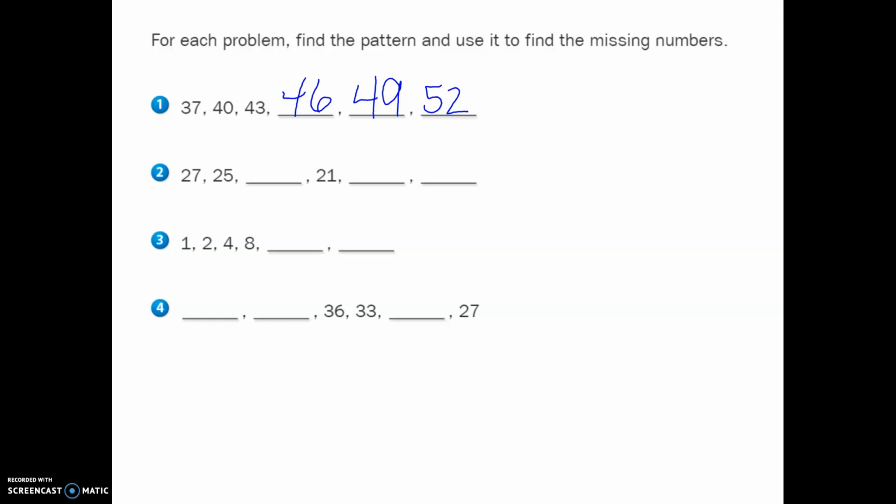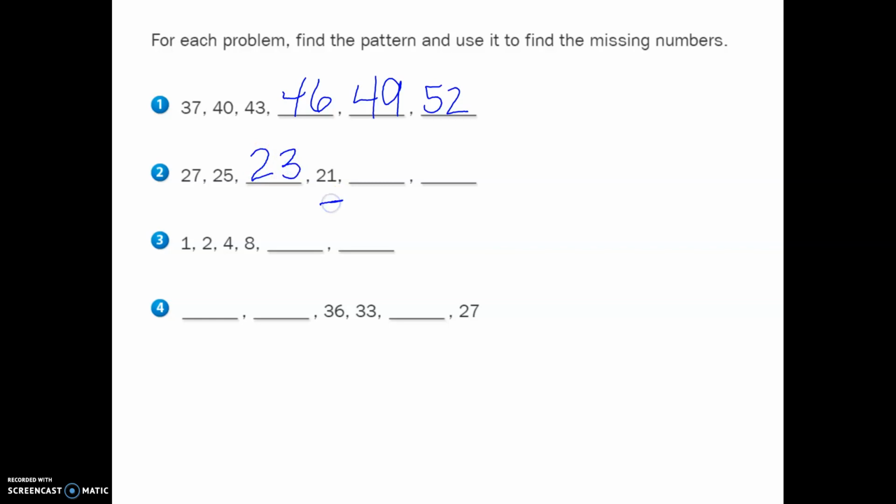So again, I have to ask myself, what am I doing to 27 to get to 25? Well, 27 plus 2 is, not plus, Mrs. Fleury. I'm going backwards, aren't I? Because 25 is smaller than 27, so I can't add. I need to subtract. So 27 minus 2 is 25. 25 minus 2 is 23.